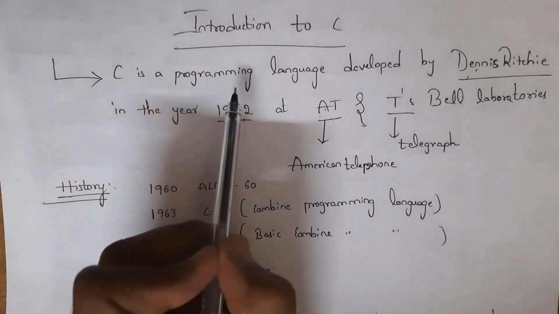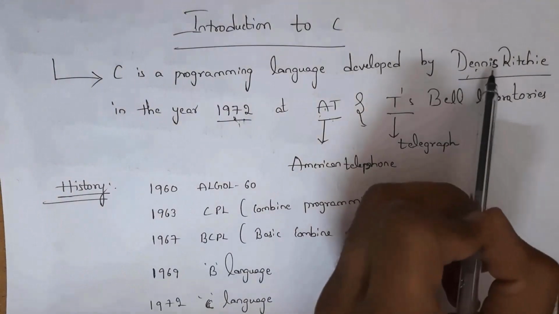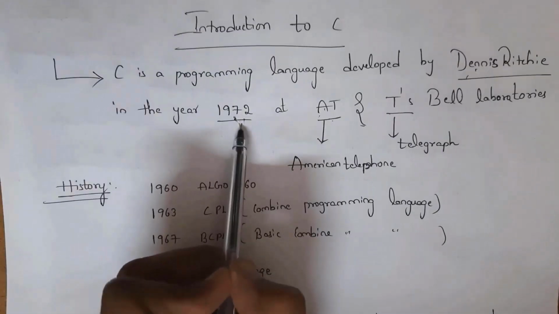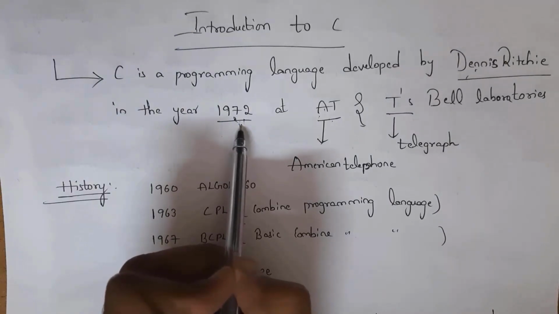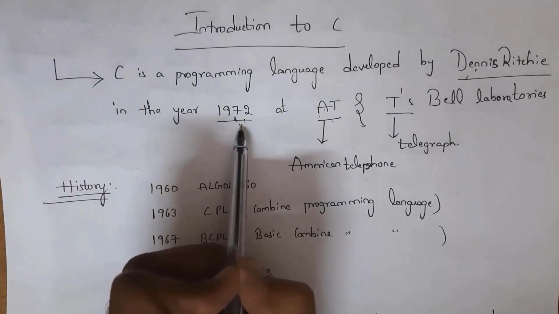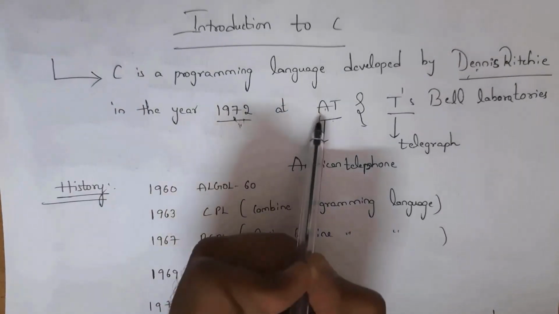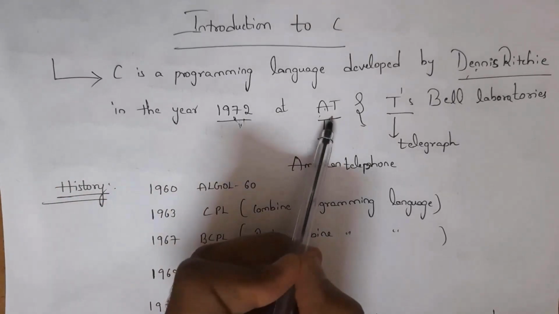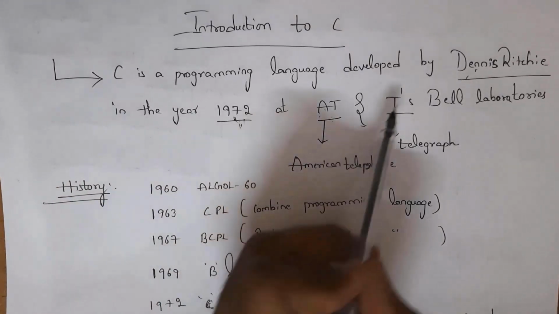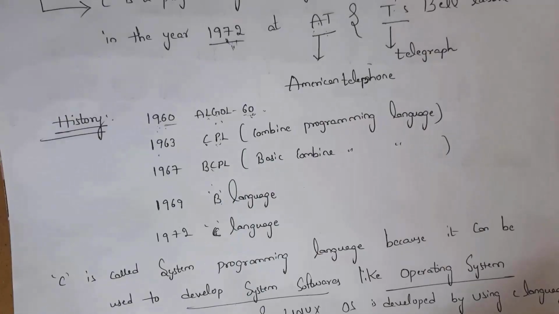C is a programming language developed by Dennis Ritchie in the year 1972. He is one of the famous computer scientists. He developed C language in the year 1972 at AT&T Bell Laboratories. This AT&T Bell Laboratories is one of the famous laboratories located in USA, where AT stands for American Telephone and T stands for Telegraph. This is the history of C language.